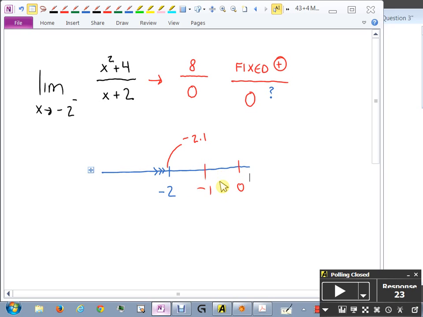So be careful with that negative sign because you can get caught with that during a test. If it helps you recognize what's going to be on each side, then definitely draw it.